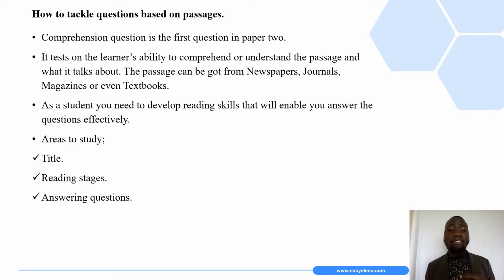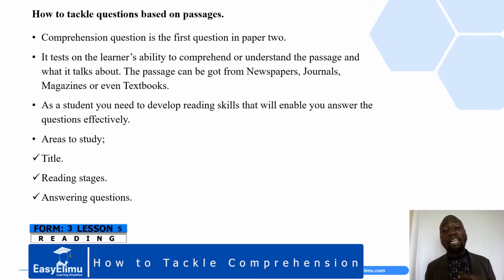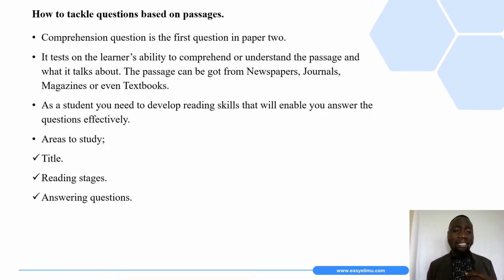So as a student, you need to develop reading skills that will enable you answer the questions effectively. In this session, we are going to look at various areas of study. In the first place, we are going to look at titles in comprehension or titles in passages. And remember, most passages do not have titles.